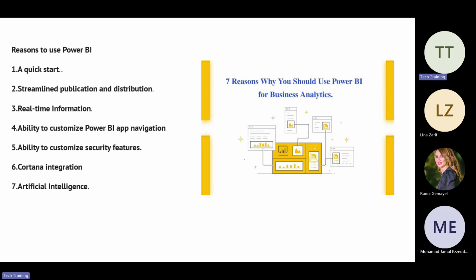As we can see, we also have the Cortana integration. We can use it in a way that it can read and help us in many things. And we have the artificial intelligence that can be used in order to access what are called features of artificial intelligence, like accessing image recognition and text analytics, and create some models using these abilities in Power BI. So here are 7 reasons that push me to use Power BI.